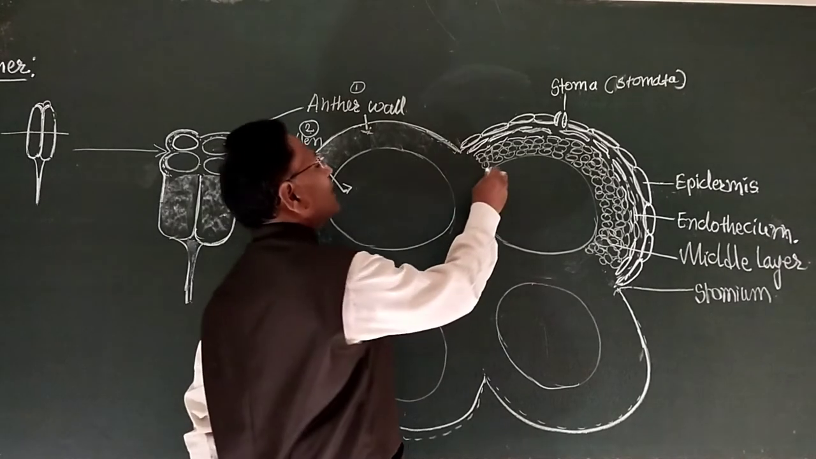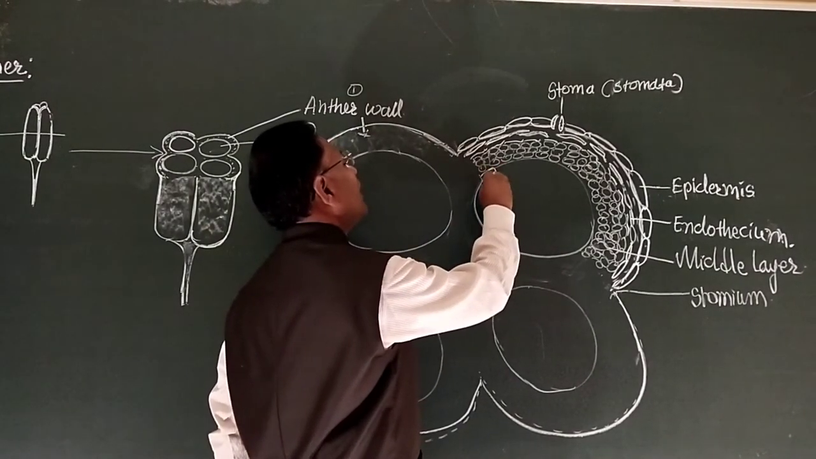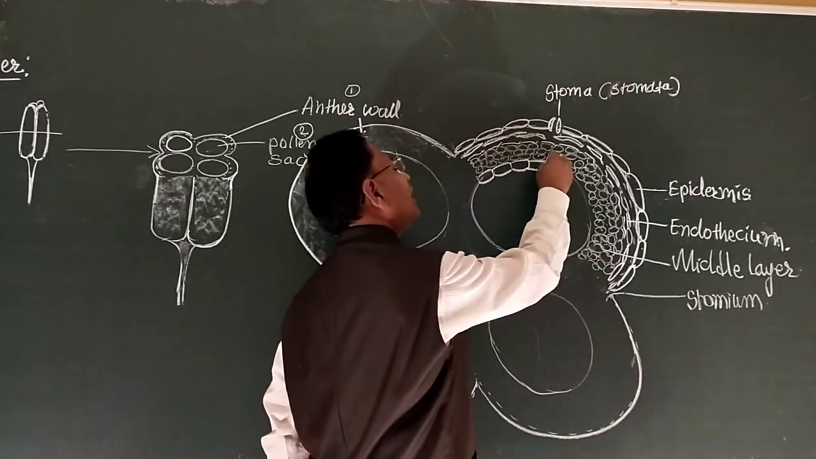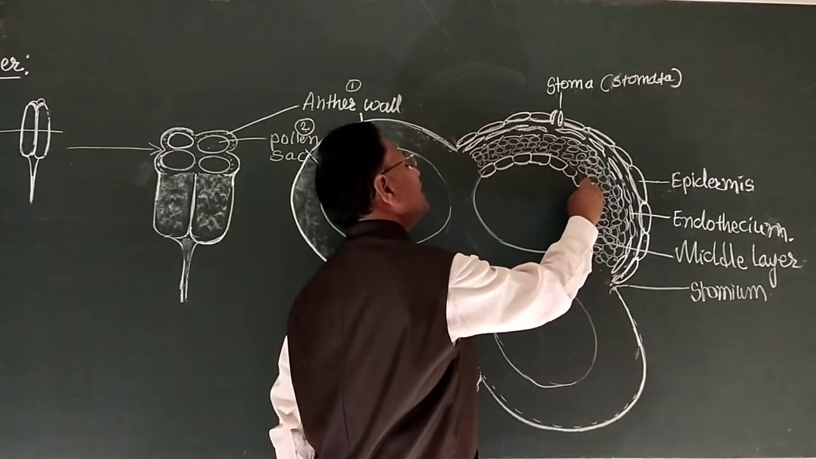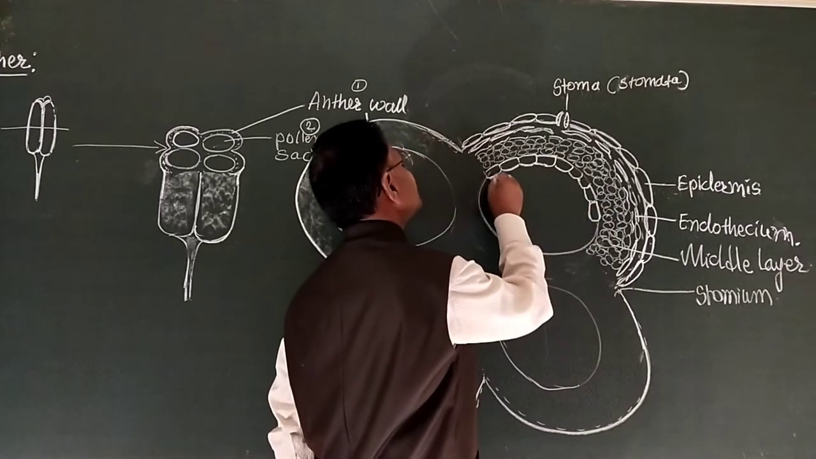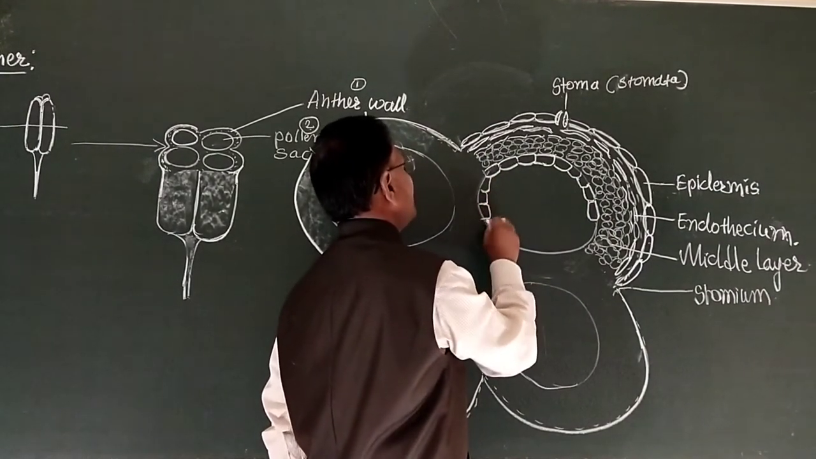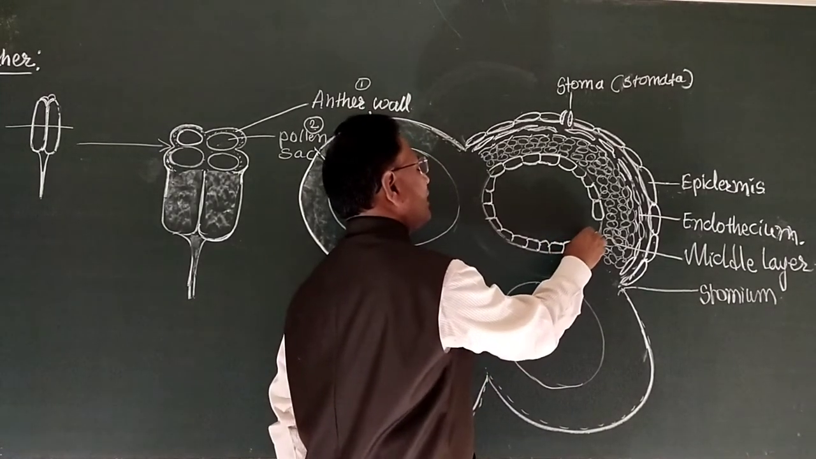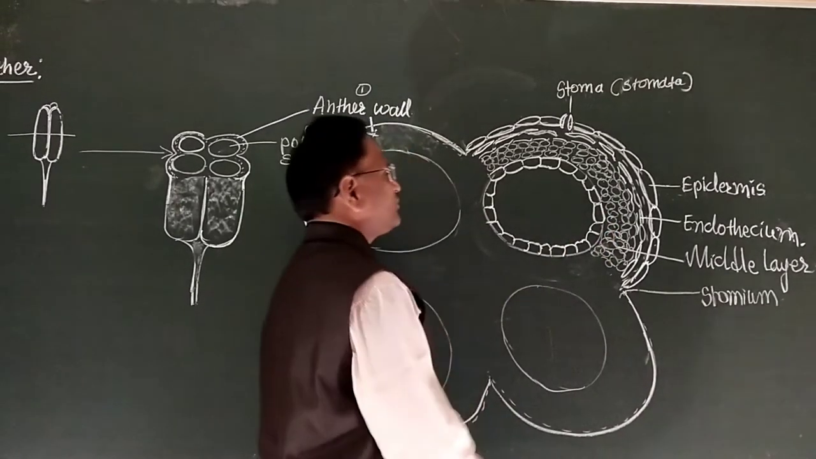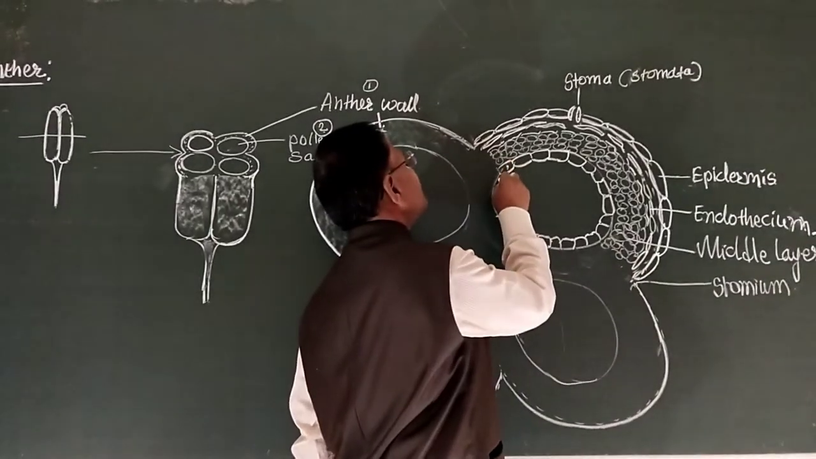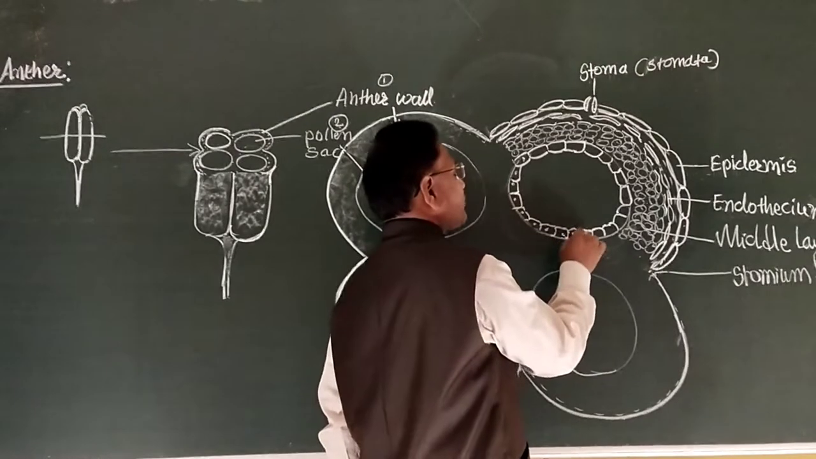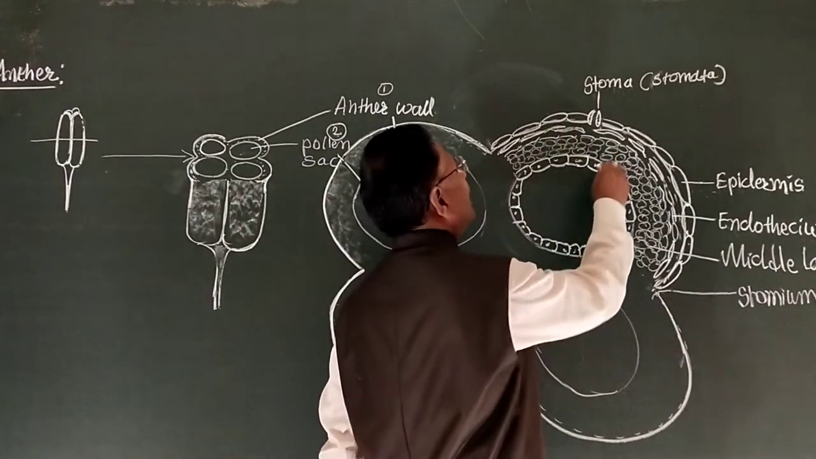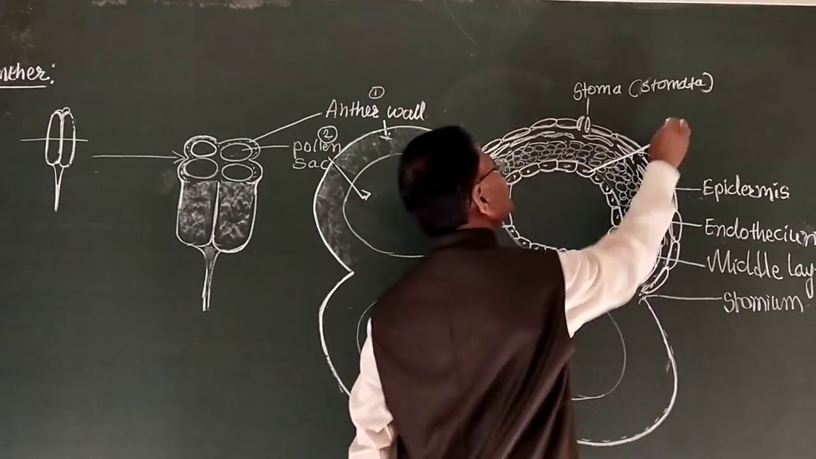And the innermost layer of the anther wall is formed by a single layer of cuboidal cells. Such a single layer of cuboidal cells develops innermost in the anther wall. This single layer of cuboidal cells of the anther wall is called the tapetum.